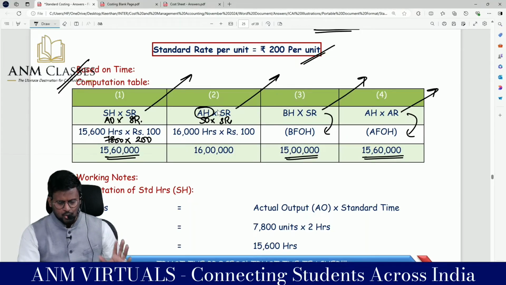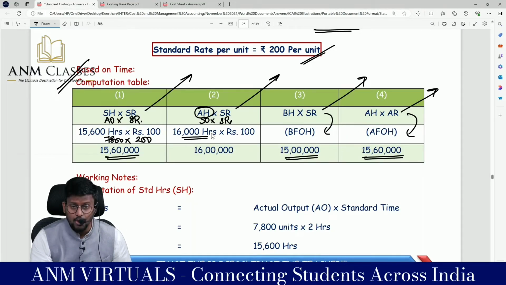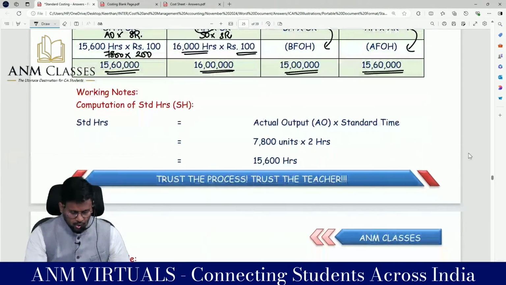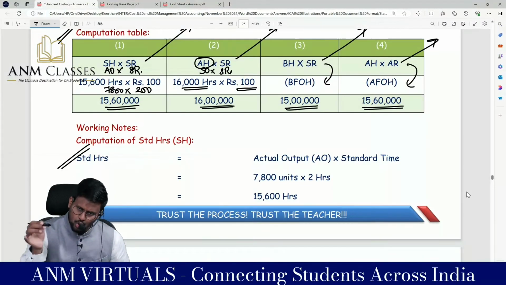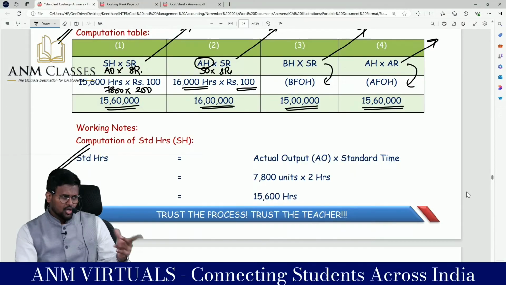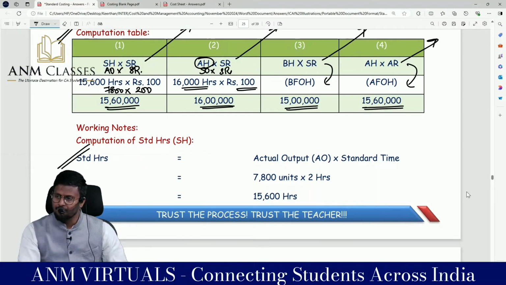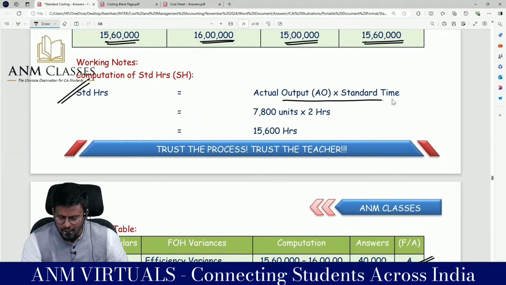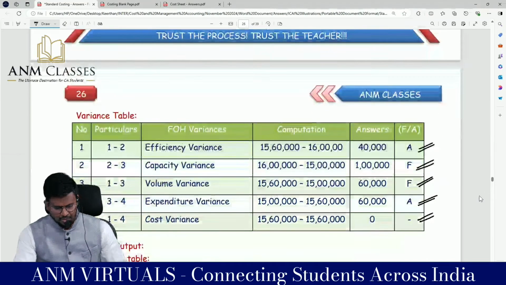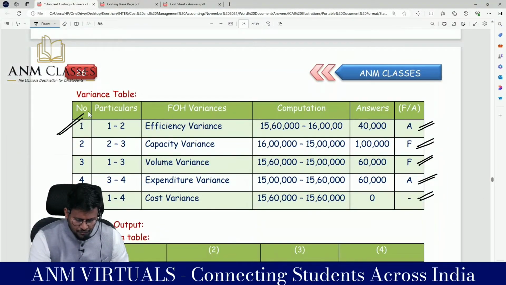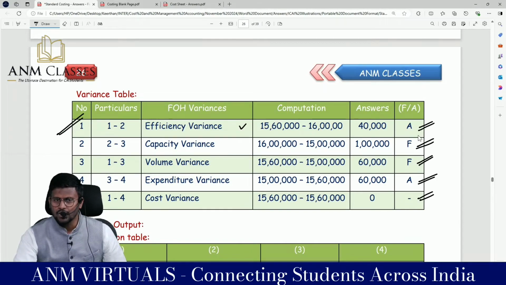How much are the actual hours? 16,000 hours into the standard rate per hour, 100. That means 16 lakh. As for the computation of standard hours, we have calculated the standard hours also. It need not be calculated separately, because we can proceed through actual output, which is actual output into standard time. How much is the actual output? 7,800 units into the standard time per unit comes to 15,600 hours. Comfortable? Yes.